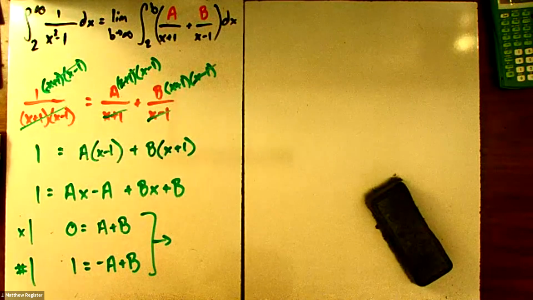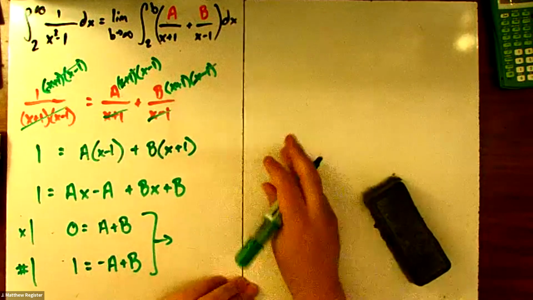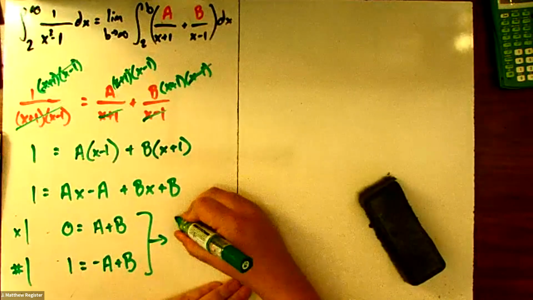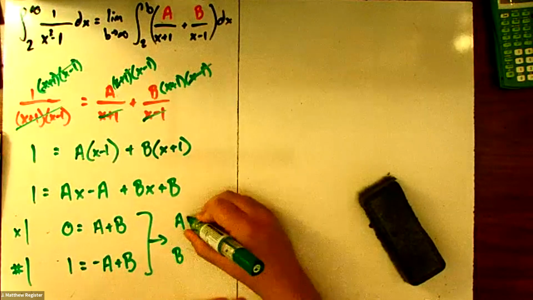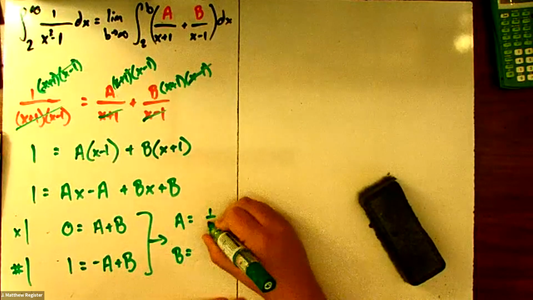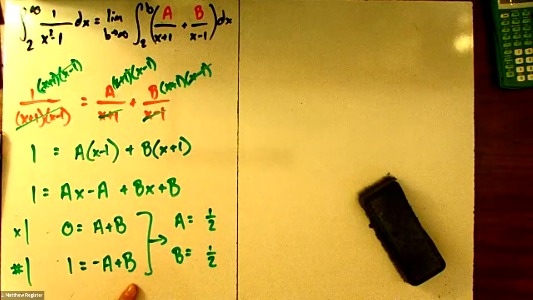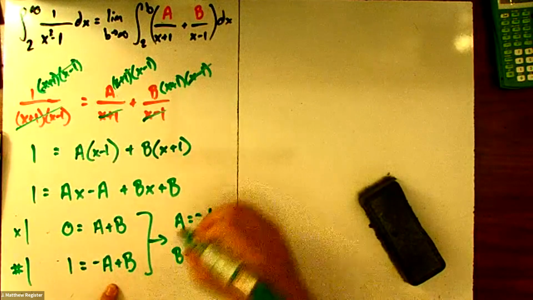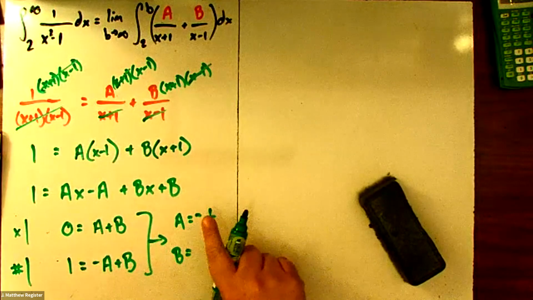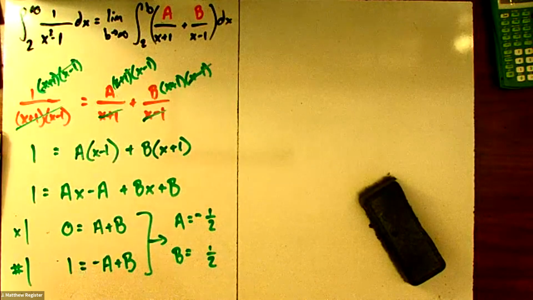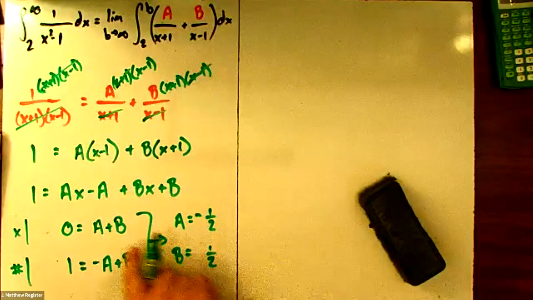Guessing this is going to be like a 1/2 and negative 1/2 situation. You can math it out if you want to. I'll go guess and check. So if b is 1/2, then a needs to be negative 1/2, because negative 1/2 plus 1/2 gives 0, and negative a plus b, which is 1/2 plus 1/2, gives 1.